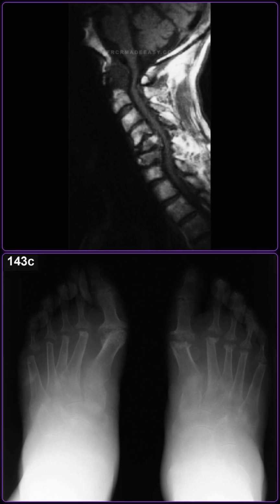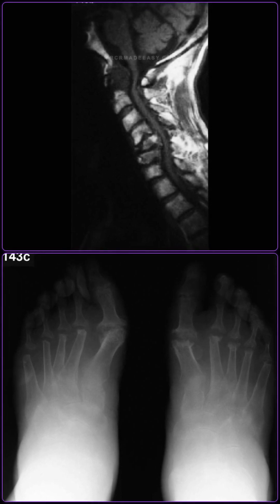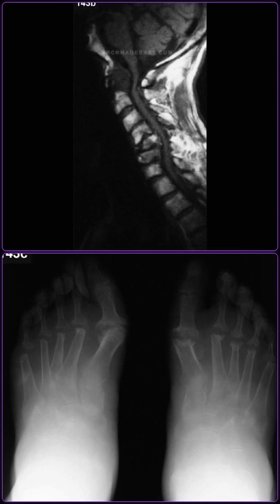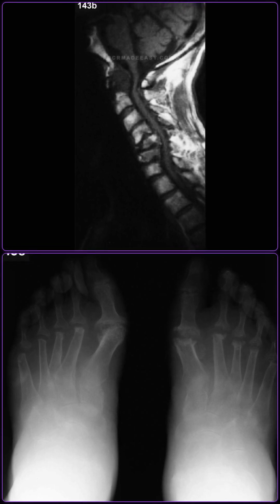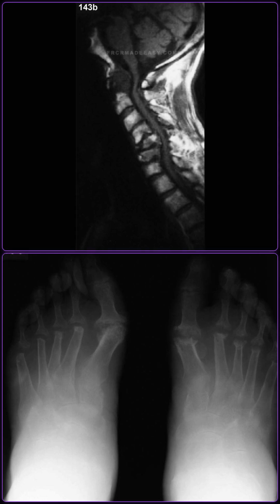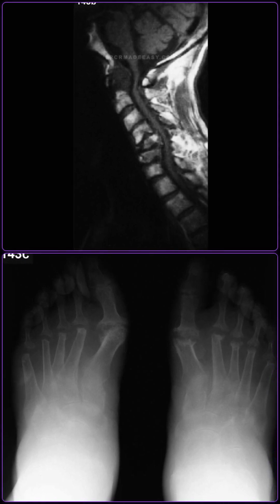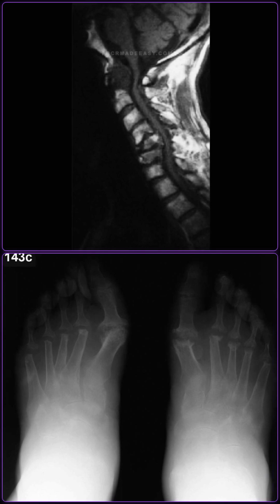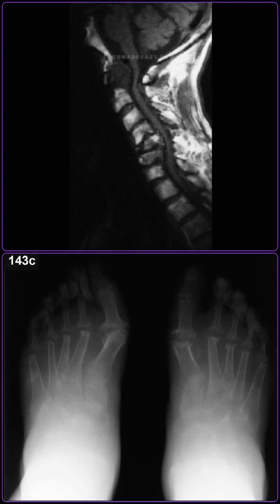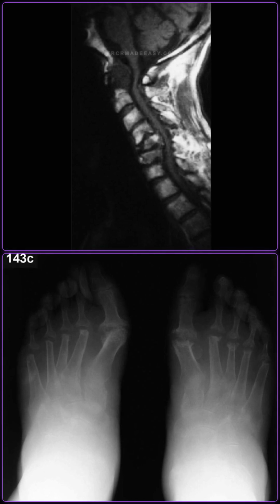I'm showing you two comparison images, a sagittal cervical spine T1 MRI and a radiograph of both feet. Describe their findings. The sagittal T1-weighted MRI of the cervical spine confirms significant atlantoaxial subluxation and erosion of the odontoid process. There is a large mass of low T1 signal synovial pannus tissue surrounding the eroded odontoid peg, causing severe compromise of the cervical spinal cord.